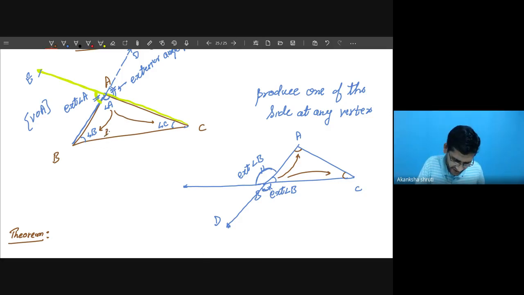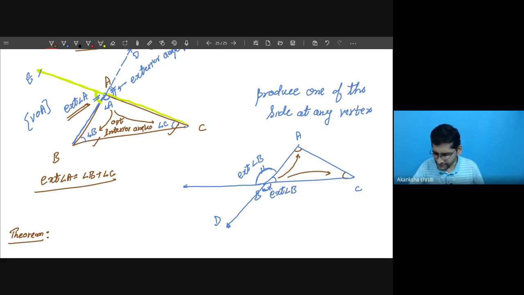You may write here interior or opposite interior angles. Are you getting? So this theorem correlates this exterior angle with the opposite interior angles. This theorem simply tells that exterior angle A will be angle B plus angle C. It is only this one.